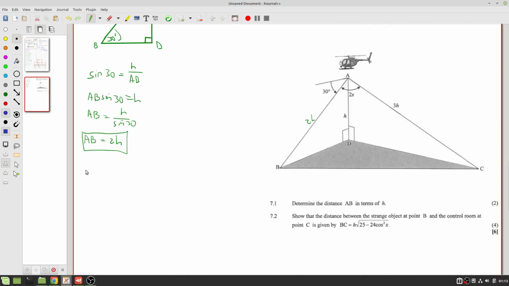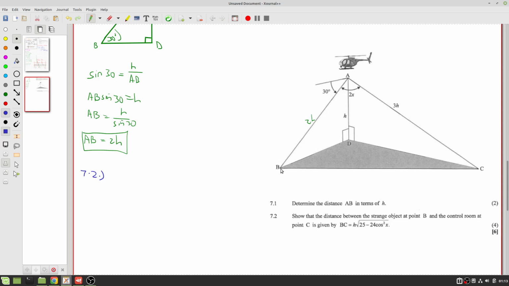Now, question 7.2. That was a pretty nice, easy one to get us going. 7.2 is 4 marks, and it looks like it might be a little more complicated. Show that the distance between the strange object at point B, I wonder what the strange object could be, and the control room at C is given by this formula.